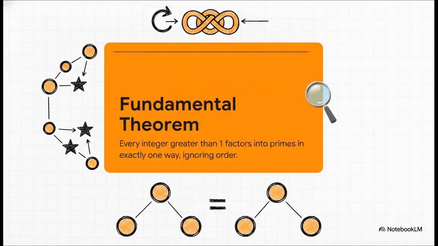Which brings us to the formal rule governing all of this certainty, the Fundamental Theorem of Arithmetic. It states that every integer greater than 1 can be expressed as a product of prime numbers in exactly one way, ignoring the order in which they are multiplied. Let's really emphasize that last part, okay? Ignoring the order. Whether you write 2 times 3 or 3 times 2, it's the exact same set of prime ingredients. Realizing that the order doesn't matter at all is absolutely crucial to understanding this uniqueness.